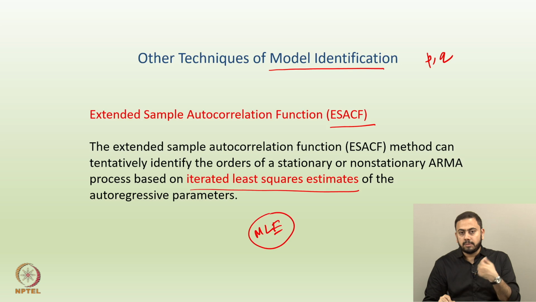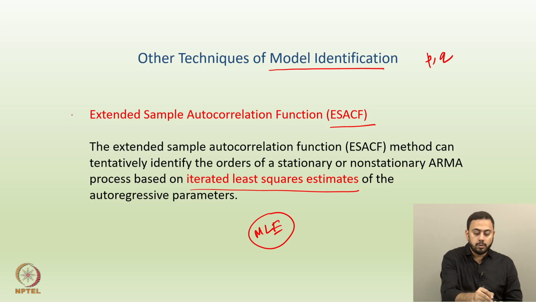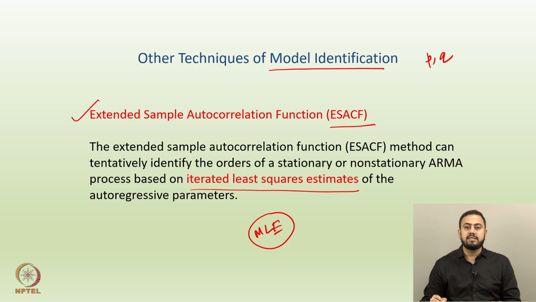But can you somehow find the estimators by changing the technique? This is exactly what ESACF considers: rather than estimating using maximum likelihood, can we estimate the underlying parameters based on iterated least squares estimates? Okay. I think this is the only difference between AIC, SIACF, SBC and all those techniques, and whether you should go with something like ESACF.